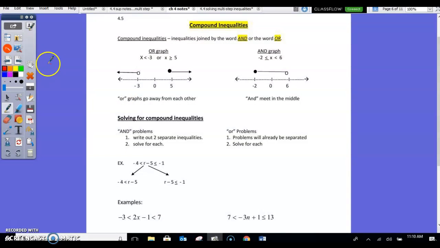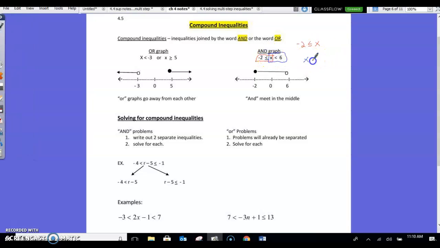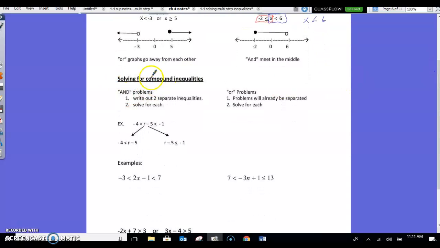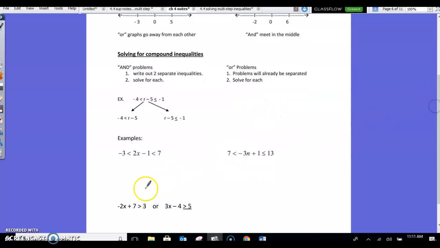Really what we're going to do is, if we have an or problem, we just graph each one. And we have to read, and we can separate it as two different ones, so we can think of this as -2 is less than or equal to x, or x is greater than or equal to -2, and then you could also think of it like this. This is the second part, x is less than 6. So when we solve for compound inequalities, the or problems, they're already separated, we just solve for each, which would be this example.